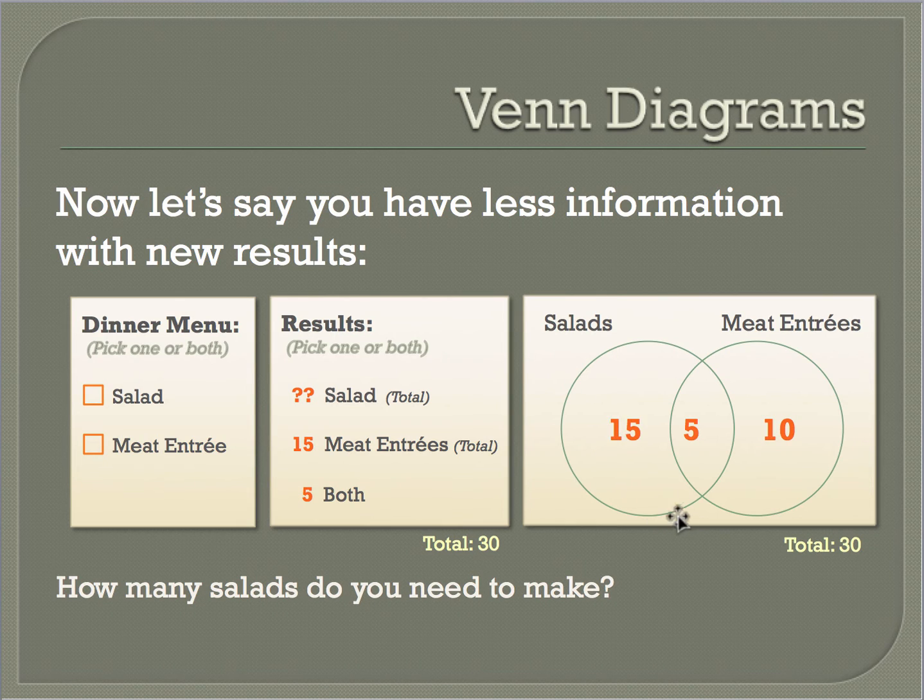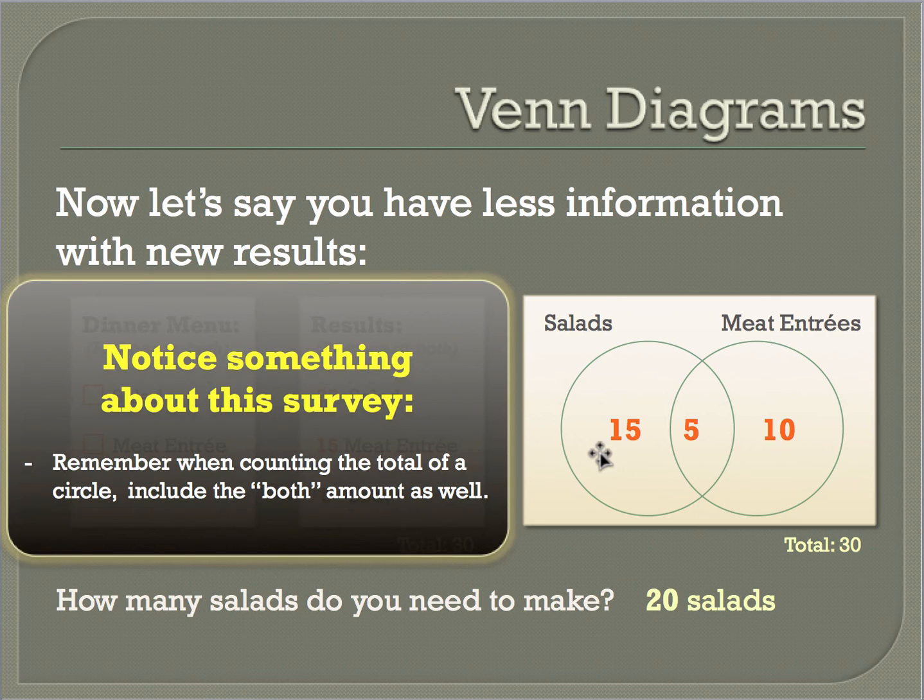So next, if I know those values, I can now answer my questions about how many salads you need to make. Don't just jump in and say, oh yeah, there's 15 right here. Remember, it's the entire circle. So when we say the answer is 20, it's because you included both the 15 and the 5. So notice this again: when counting the total of a circle, include the both amount as well. Some people get the 15 figured out and say, oh yeah, I'm done. But don't forget this entire circle makes up salads, so you have 20 total.